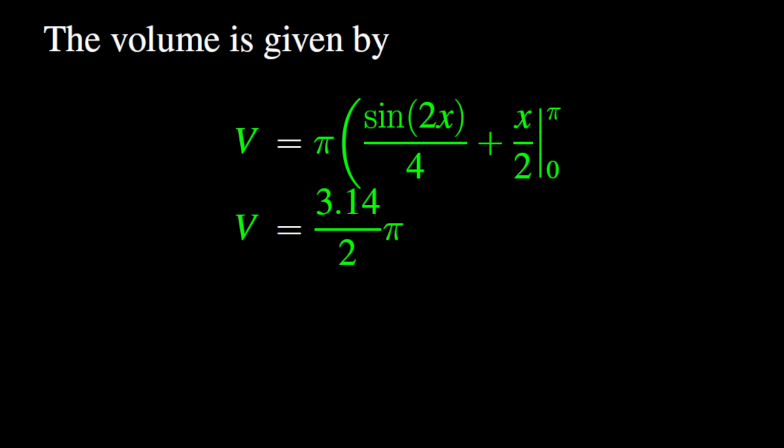Evaluating the antiderivative from 0 to pi of pi times the fraction sine of 2x over 4 plus x over 2 gives us the volume of the solid, which is pi times 3.14 over 2. Therefore, the volume of the solid is pi times 3.14 over 2.